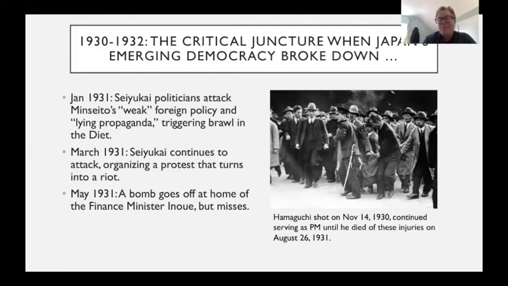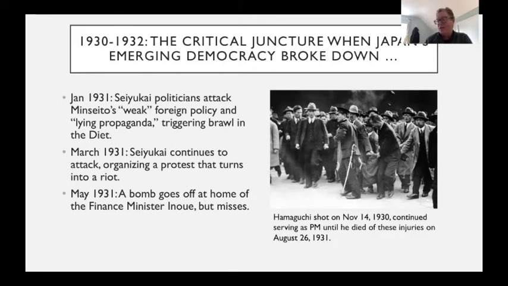So it ended up triggering a brawl in the Diet in which members of the opposing parties started attacking each other. But that was not the low point. In March 1931, Hamaguchi was feeling well enough that he returned to the Diet to engage in Prime Minister's question time, and the Seiyukai party proceeded to again challenge him aggressively. So Hatoyama asked him how he could continue as prime minister in his physical condition, among other attacks on Hamaguchi that continued for several hours.